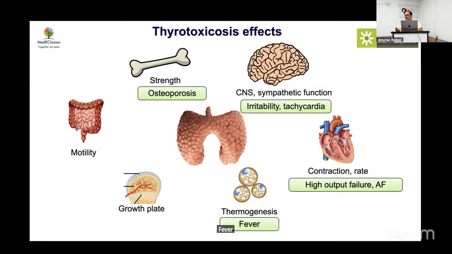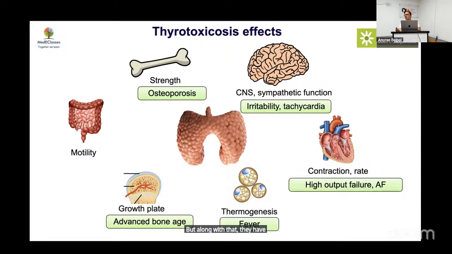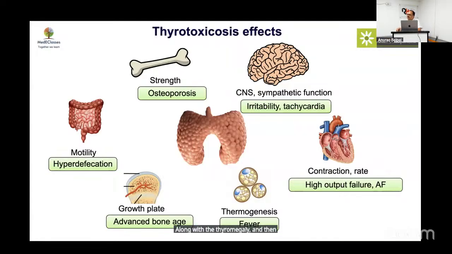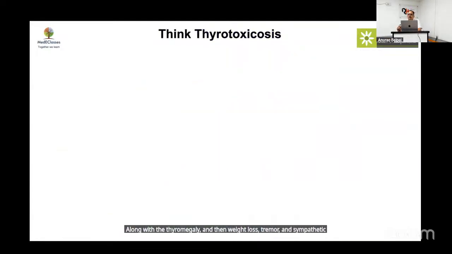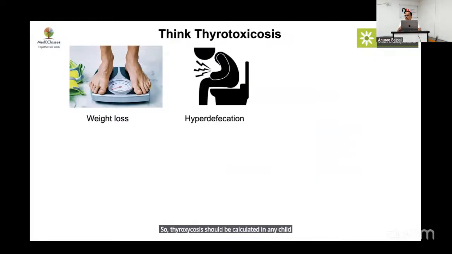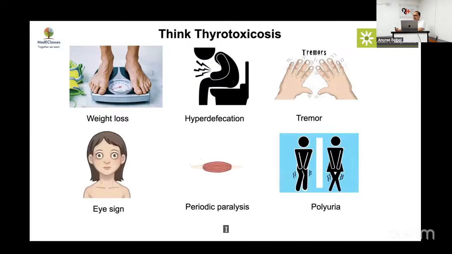Fever, unexplained fever, is a common presentation which we have to look at. These children are tall, but along with that, they have an advanced bone age, so they have a compromised final height, and hyperdefecation may also be there. The most common symptoms that we will encounter are usually eye signs along with thyromegaly, and then weight loss, tremor, and sympathetic symptoms are also very important. So thyrotoxicosis should be considered in any child who has significant weight loss, frequent motions, tremors, eye signs, periodic paralysis, and polyuria.